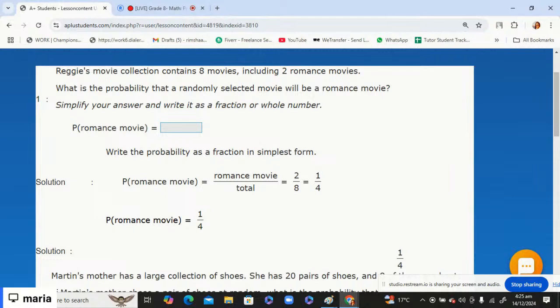Okay, that's it. Because the probability that we are finding in this way, the total goes in the denominator and the one we are interested in goes in the numerator.